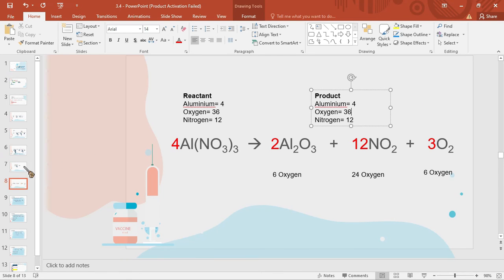Sometimes it is not balanced in one go. You cannot balance the equation at once, but you need to try and error sometimes. Until here everyone can understand?